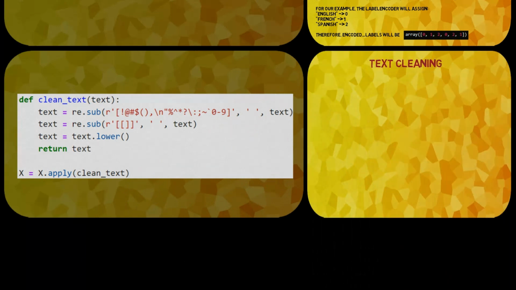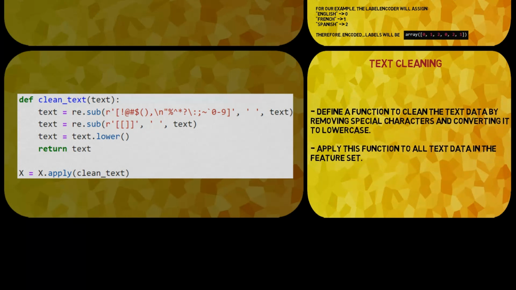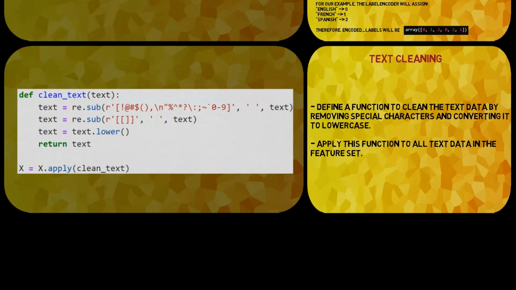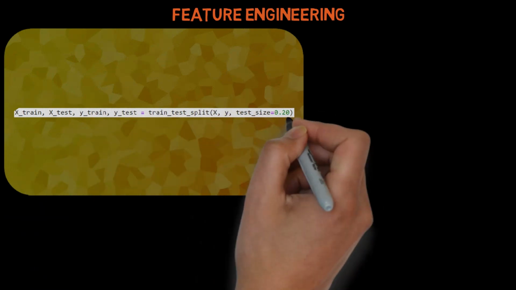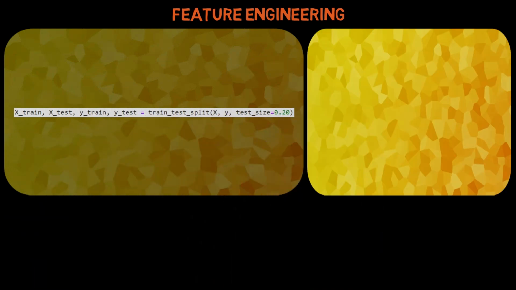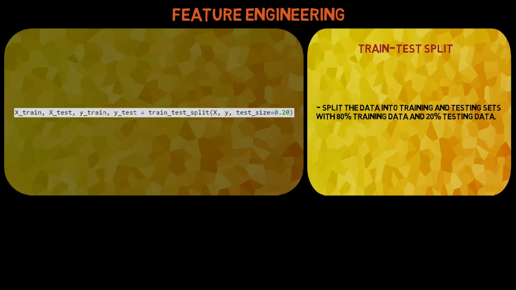Text cleaning. Define a function to clean the text data by removing special characters and converting it to lowercase. Apply this function to all text data in the feature set. Feature engineering. Train test split. Split the data into training and testing sets with 80% training data and 20% testing data.